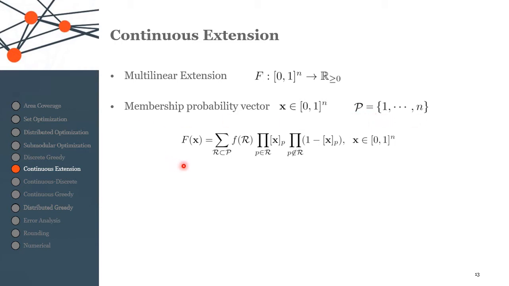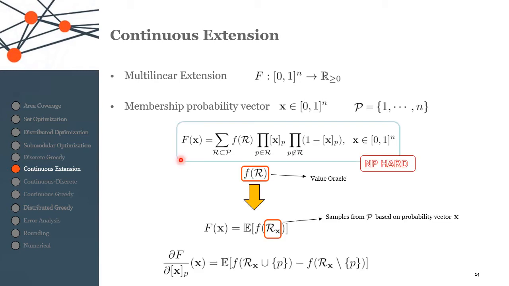Essentially, what the multilinear extension does, given a membership probability vector, is that first, given a set R, it calculates the probability of that set happening, and then we do an averaging over all possible R's given the ground set. The problem with this multilinear extension is that to calculate this function, we have to know the utility value for every subset of the ground set P, and it's already NP hard to calculate. But we can solve this problem.